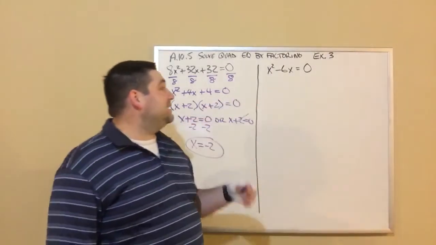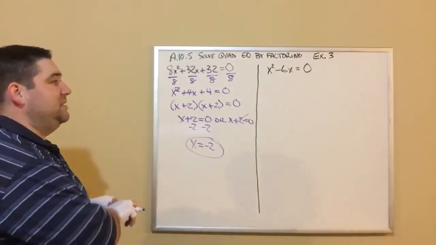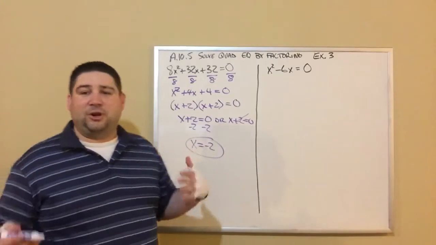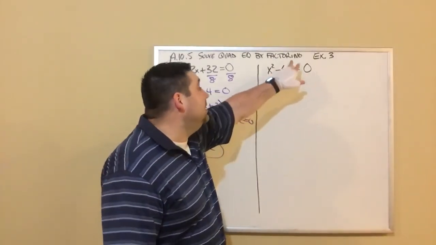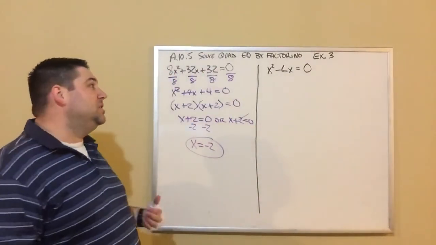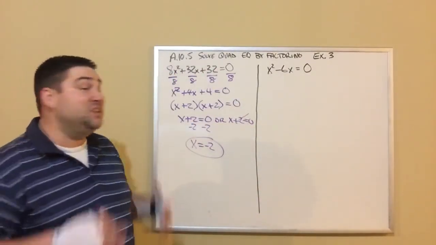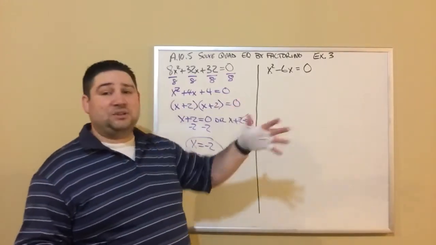The second one here, x squared minus 6x equals 0. Our problem with this one is there's no third term. There's no c. We've got our x squared plus our bx, but we don't have a plus c. Like over here, we have this plus 32. We don't have that. So this one works a little differently, but we still are solving it by factoring. We can't unfoil it because it's not a trinomial.